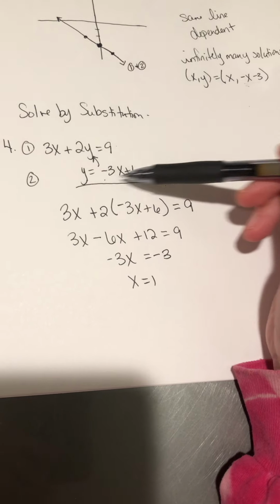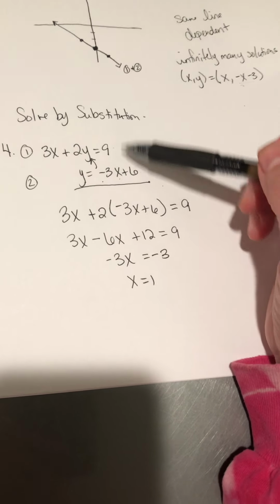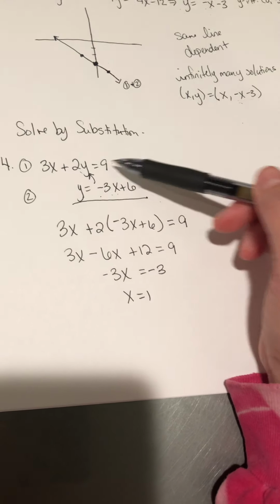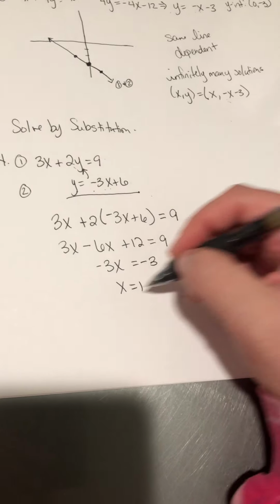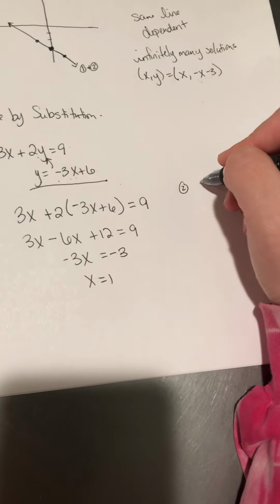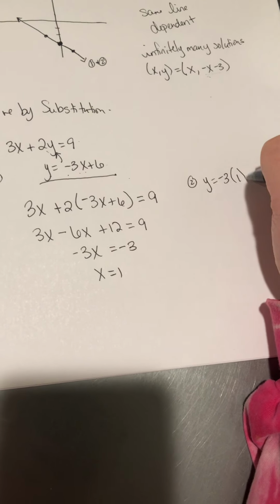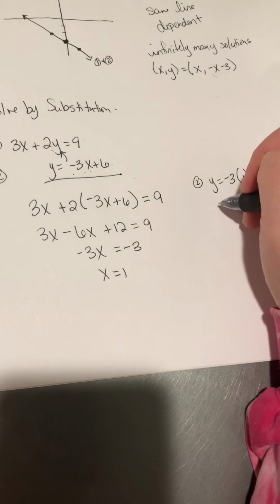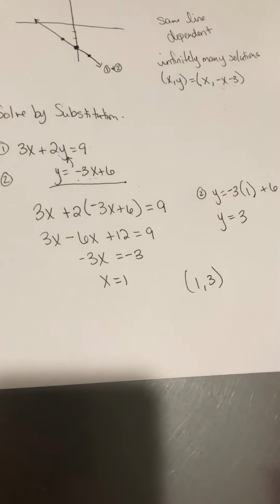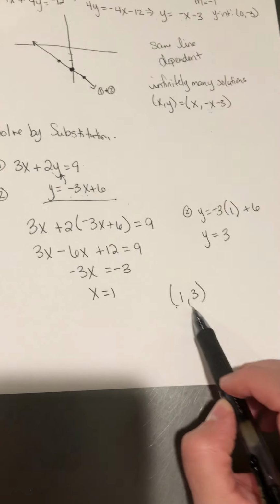Generally I use the equation where I've solved for a variable, or if it's done for me, but there's no law that says you can't plug it into 3 times 1 plus 2y equals 9 and solve that. It's totally up to you, but I'm going to use equation 2. y is negative 3x, which we just found to be 1, plus 6, so y is 3. So my answer is the point (1, 3), or the ordered pair 1, 3.